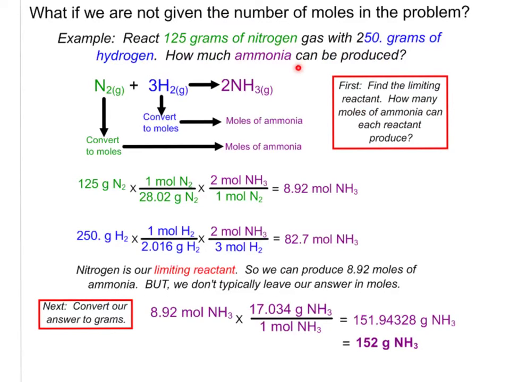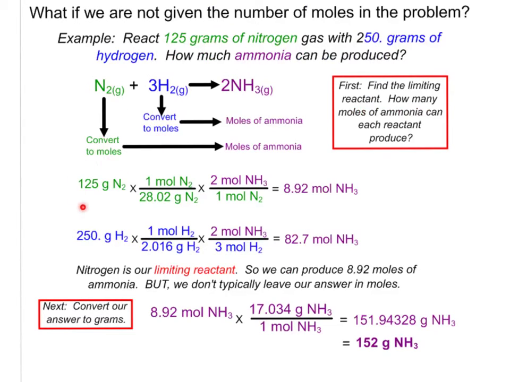Well, in this problem, we're going to first have to convert both of the reactants into moles. Then we can find out how many moles of ammonia each of those can produce, and we'll be able to see what our limiting reactant is. So first, let's find out the limiting reactant for each of those. Then, after we find the limiting reactant, if you kind of look ahead a little bit, we can convert our answer into grams and find out actually how much ammonia can be produced. So let's start by converting the reactants to moles.